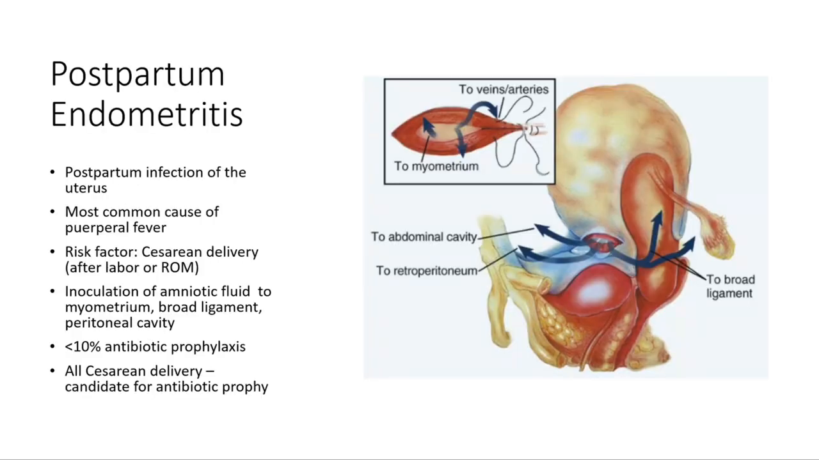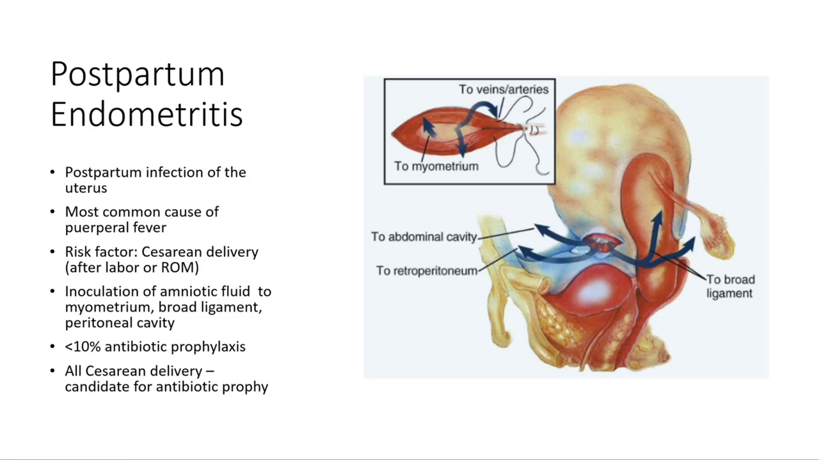So postpartum endometritis, right? The focus is always on the uterus. It is a postpartum infection of the uterus and the most common cause of puerperal fever. The risk factor is spreading that focus of infection, which would be your amniotic fluid or any of your vaginal flora. So the risk factor is cesarean delivery, when the OB colleagues make that incision.